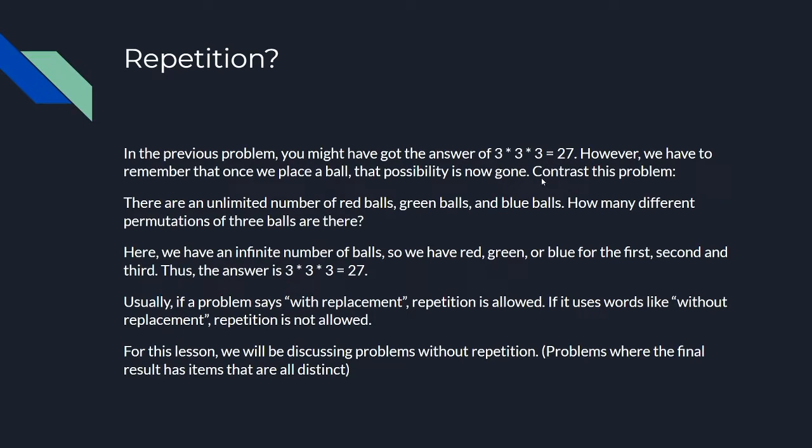So if I take this problem, for example, if I have an unlimited number of red balls, green balls, and blue balls, then how many permutations of 3 balls? Well, we can have red, green, or blue for the first, second, and third because we don't have a limit to our number of balls. So that would be 3 times 3 times 3 is 27. So if a problem says with replacement, repetition is allowed. Yeah, if it says with replacement, that is your go-to for determining whether repetition is allowed. But if it uses words like without replacement, repetition is not allowed.